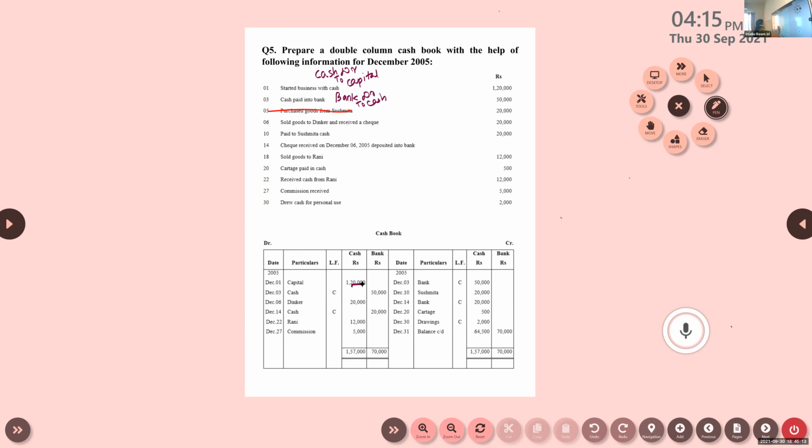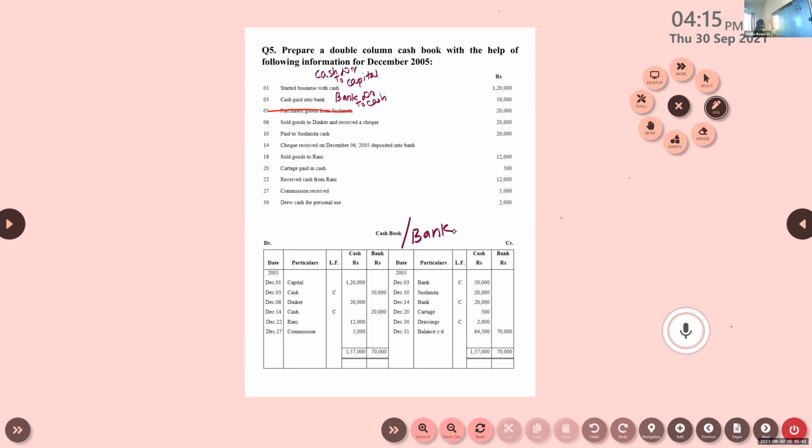Now see the next one. It's a contra entry. Cash paid into bank. So bank, which is an asset, increases: bank account debtor to cash. Cash asset decreases. Why? The cash in the business is now with the bank. Okay. So bank account debtor. This cash book is double column. It is for both cash as well as for bank.